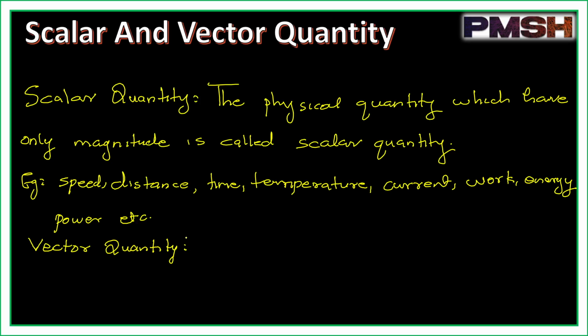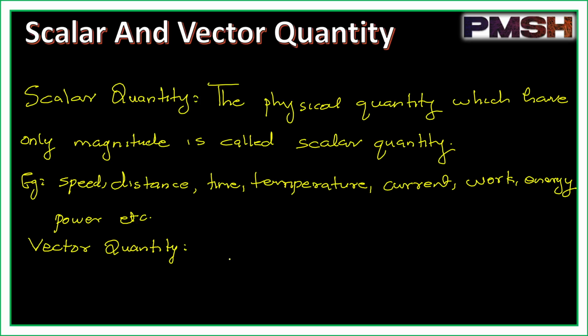For example, 5 kilometer per hour to north. If we are saying 5 kilometer per hour to north, 5 kilometer per hour is the magnitude of the velocity, and north is the direction. So when we say a vector quantity, we not only say the magnitude, but also the direction.